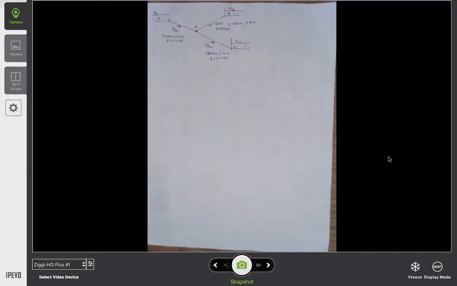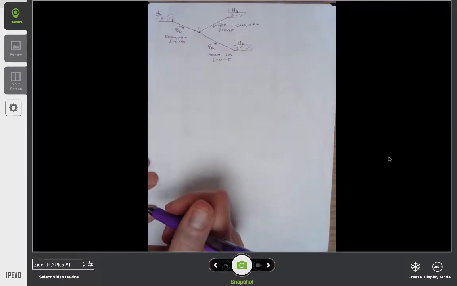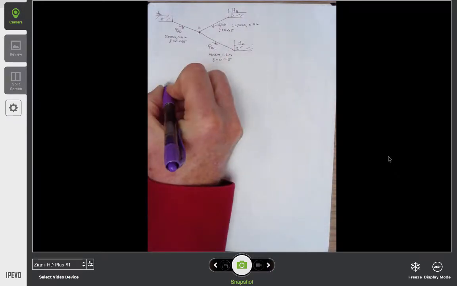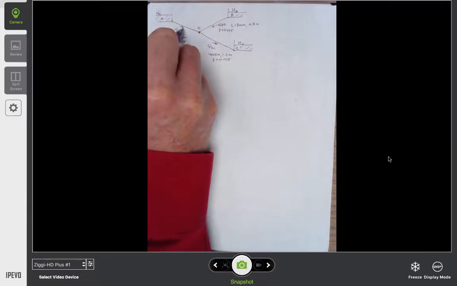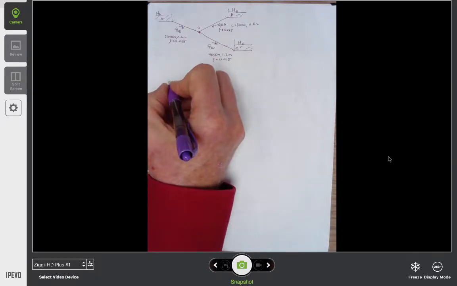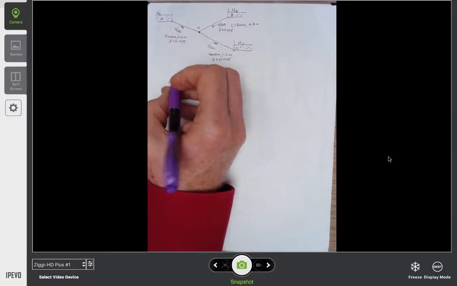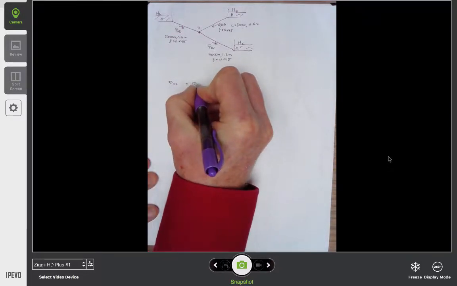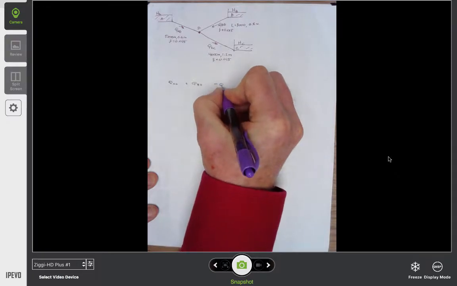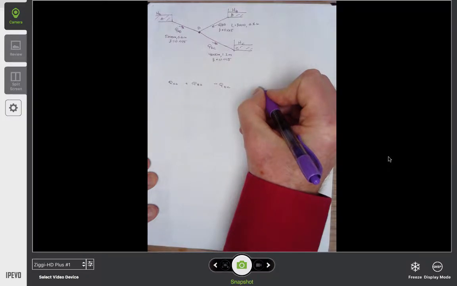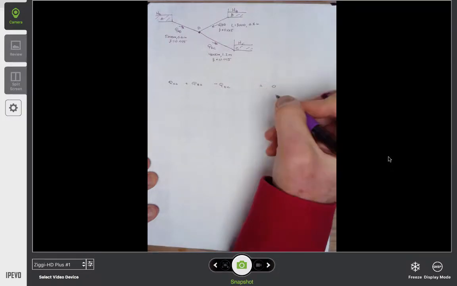Okay, so there's my system, or there's my thing I want to solve. Now I want to write continuity for node D. So what do I have at node D? Notice I've assumed flow directions. That's important because it keeps track of which way flow is going. And we'll deal with the squared term in a second. I have QAD plus QBD minus QDC equals 0.